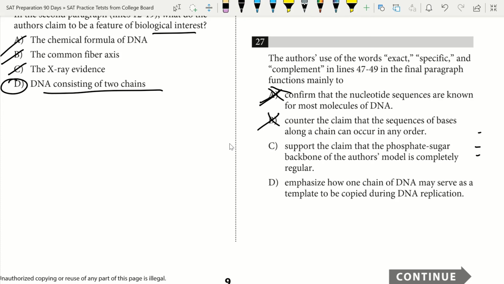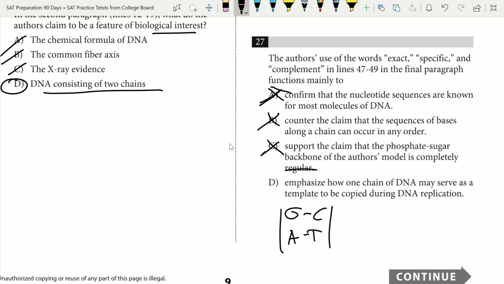So B is incorrect for that reason. C, support the claim that the phosphate sugar backbone of the author's model is completely regular. No, we're not talking about the regularity of it at that point. We're talking about the specific pairing between our two strands, right? We have a G with a C, a guanine with a cytosine, and an adenine with a thymine. So we're really talking about the pairing between those two chains.